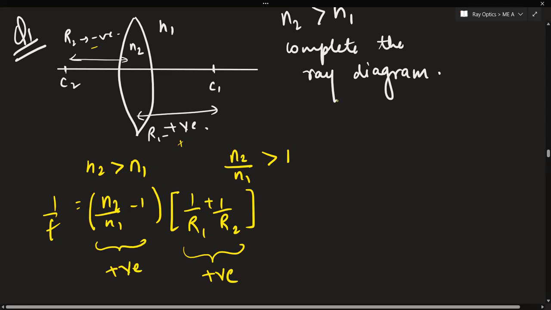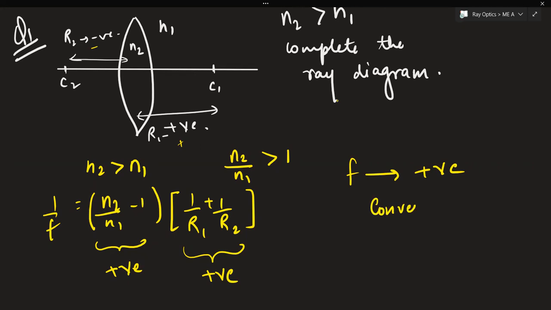Positive multiplied by positive. Ultimately you will get the focal length as positive. What did I say? If the focal length is positive, the lens behaves as a converging lens. So if you're asked to complete the ray diagram, for a converging lens, draw it like this. That you can do later on.